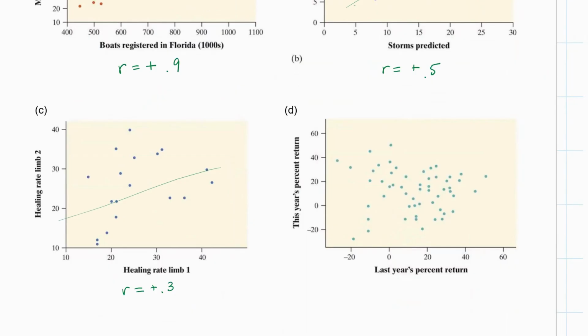This one. I see a slight downward trend, and certainly those points are pretty far away from the data. As you may have expected, this R value is not only negative, but it's pretty weak. Ends up being negative 0.1. Hope you guessed well.